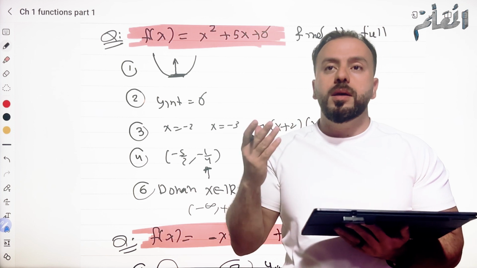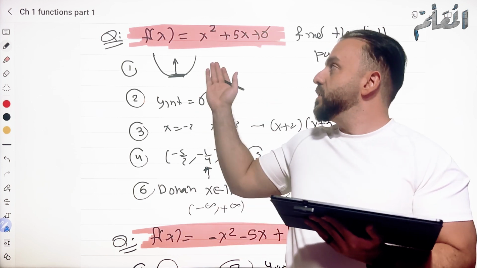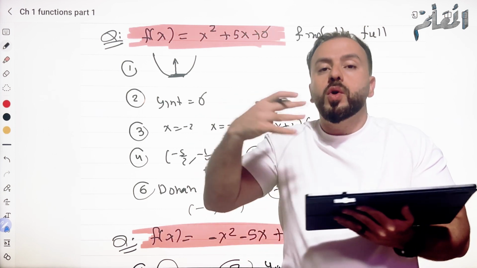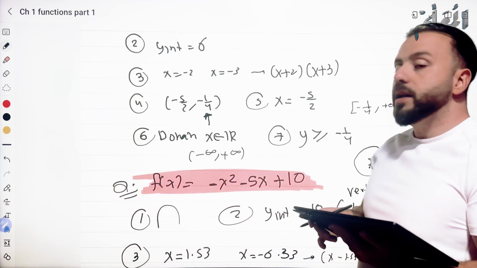you can find out the standard form or the vertex form. You need to connect things in solving quadratic functions. Okay, let's see another question.